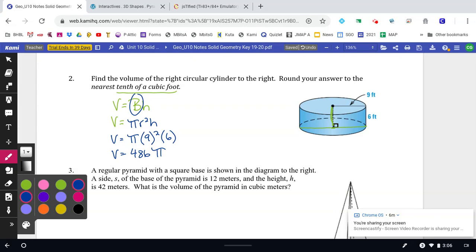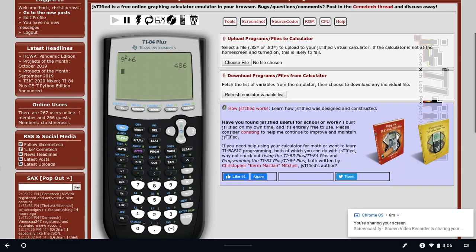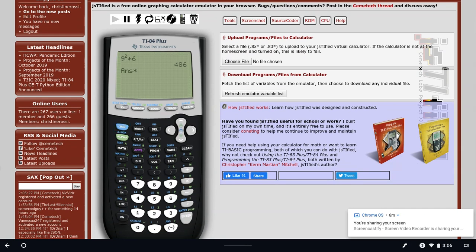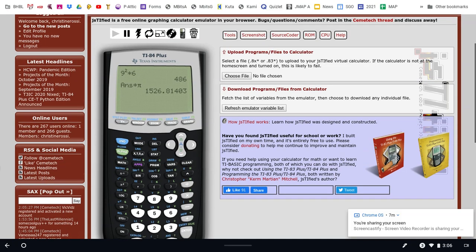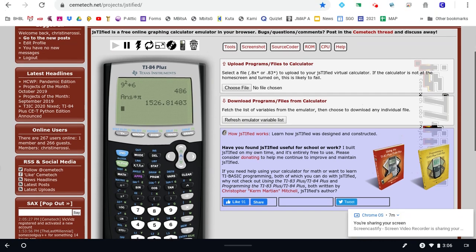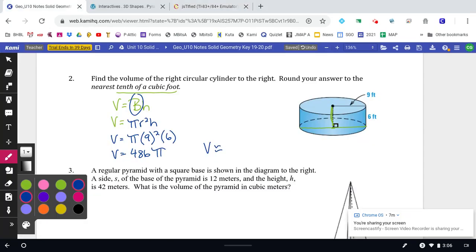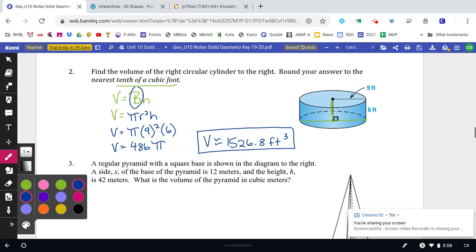All right, so now I want it to the nearest 1/10. So volume is approximately, I'm going to multiply that by pi. And I get about 1,526.8 cubic feet. Right? And so if I was thinking about saying something like this is a pool, I want to know how much water is going to be going in there.